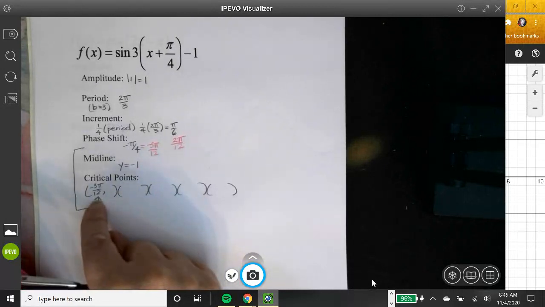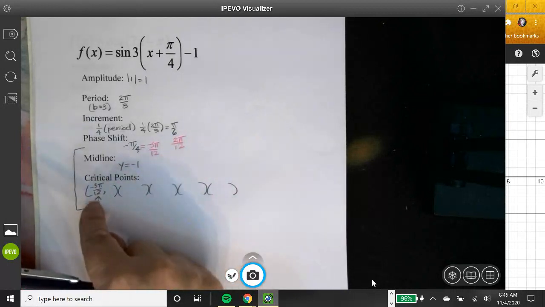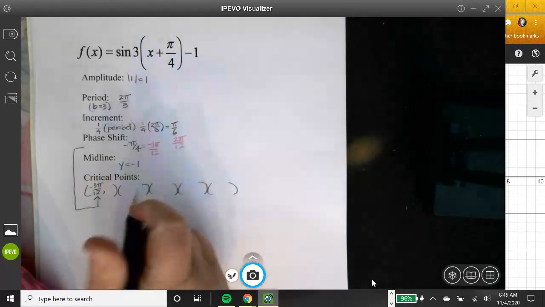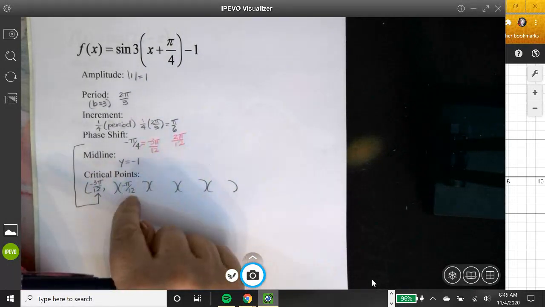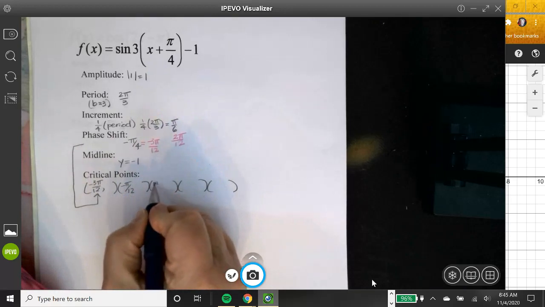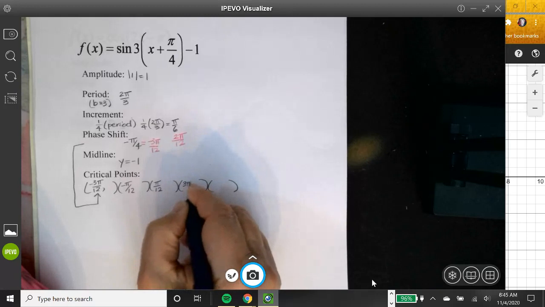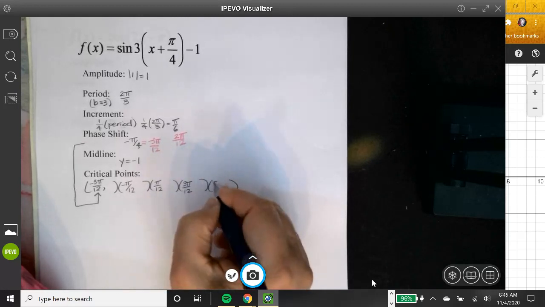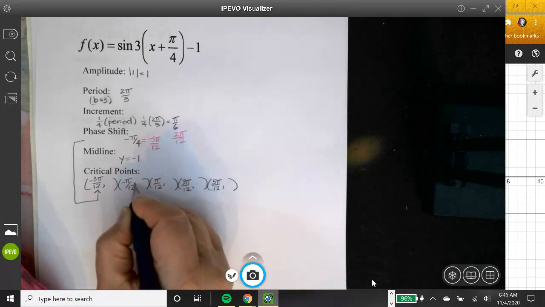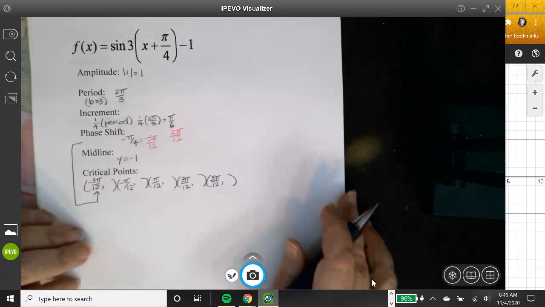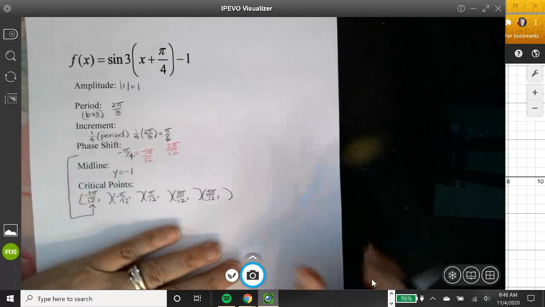So how do I get to the next point? Well, you add an increment. What happens when I add negative 3 pi over 12 and 2 pi over 12? You get negative pi over 12. And then I add another 2 pi over 12, and I get pi over 12. And then another 2 pi over 12, we get 3 pi over 12. And then another 2 pi over 12, we get 5 pi over 12. Ugly numbers, I know, but they are critical points, so we have to work with them.